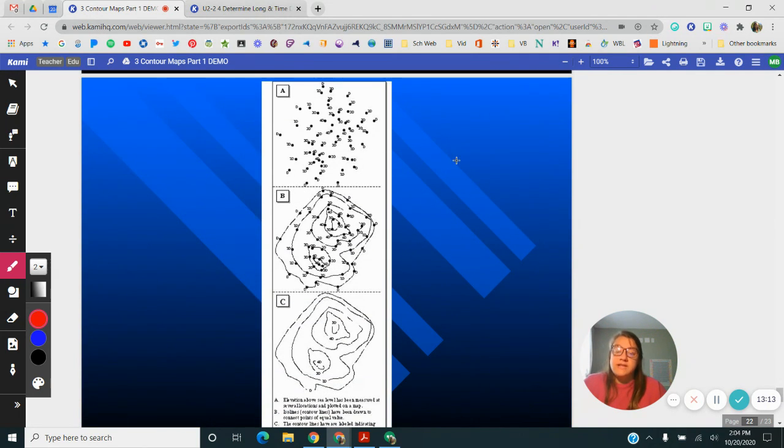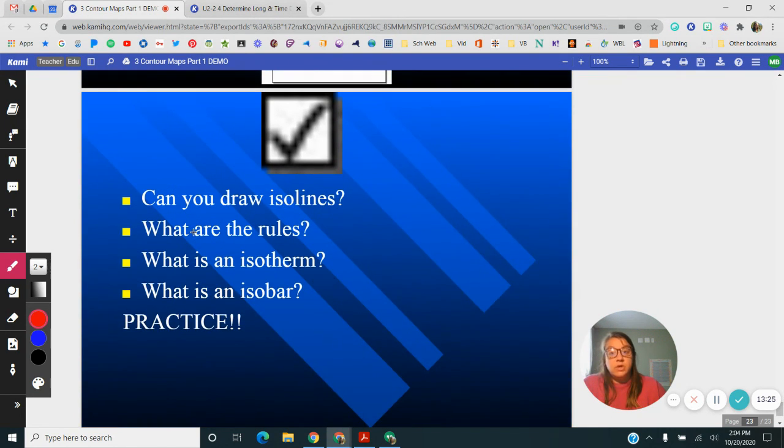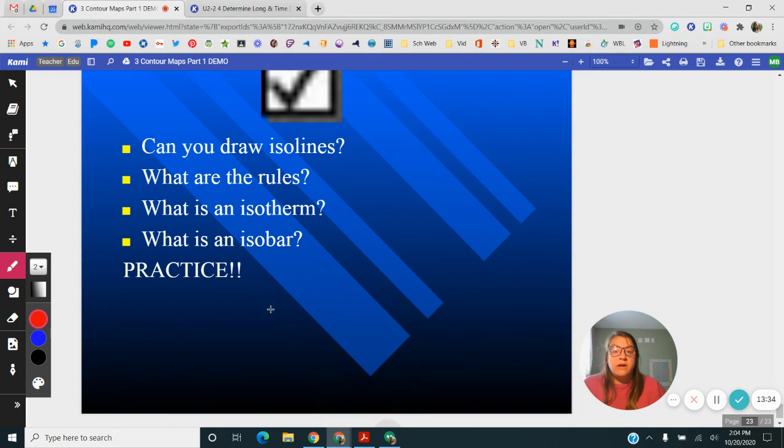So then what usually is going to happen, you're going to see a picture like this, and you're going to have to connect all the points of equal elevation, and then you're going to eventually get a topographic map just like this. So can you draw isolines? Yes, you can. You know the rules. Isotherms measure equal areas of temperature. Isobars, equal areas of barometric pressure. And we will have practices on these that you're going to have to do with Cami. And the Cami drawing tool, just like you watched me do, that will be super helpful.